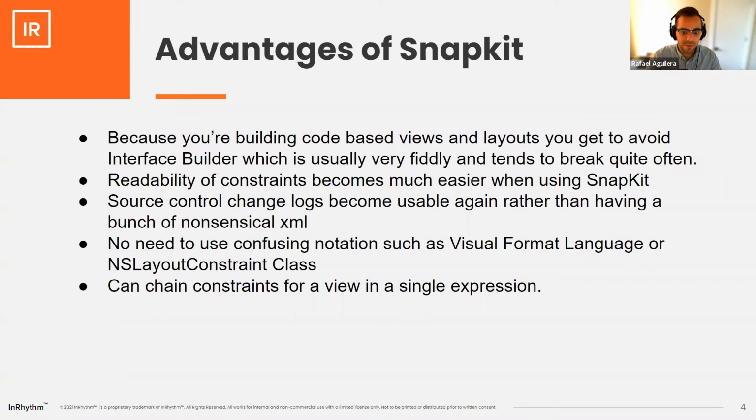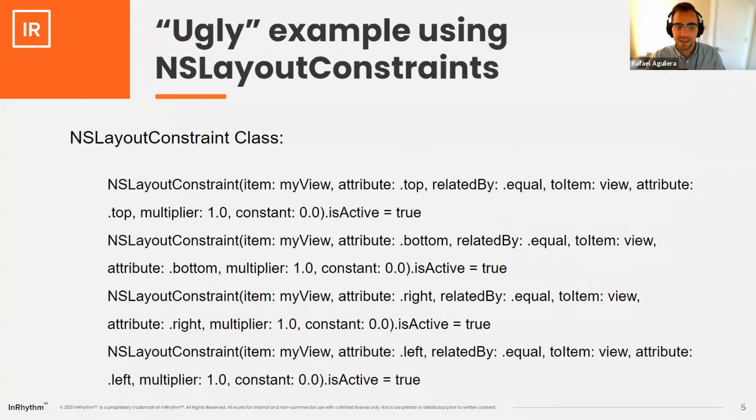And then there's no need for confusing notations such as visual format language, which I'll show you what that looks like. And you guys can tell me if that looks confusing or not. And then NS layout constraint class as well. It wraps around it. So it still uses that, but it does it in a way where you'll see that it's much cleaner, much more concise, and just better in general. And the best part is you can chain the constraints for a single view in one expression. So let's dive right into this. So I'm going to give you a few examples of what each of these looks like.